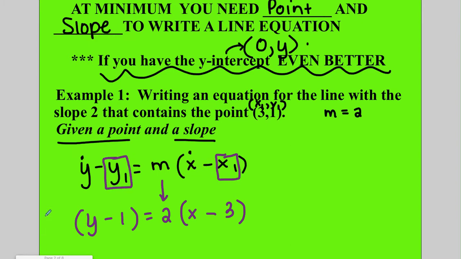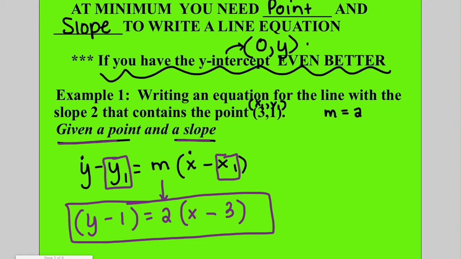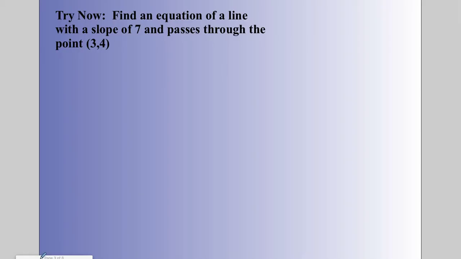All right, so that's really all you do if you're given a point and a slope. And you can say that that's your final equation. Point-slope form. All right, I want you to try. So I want you to press pause, and I want you to find an equation of a line with a slope of 7 that passes through the point (3, 4), following the exact process I just did, okay?